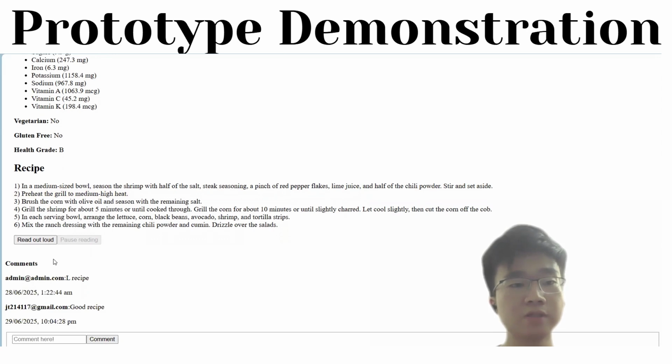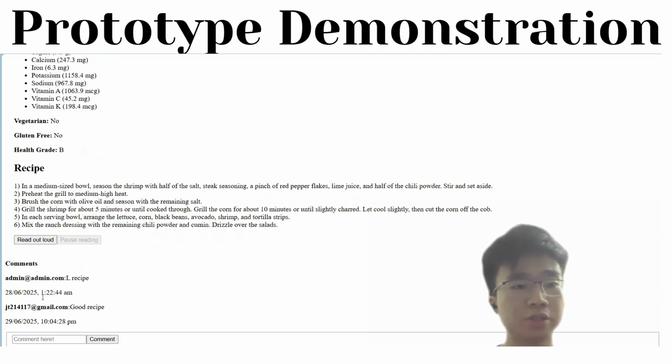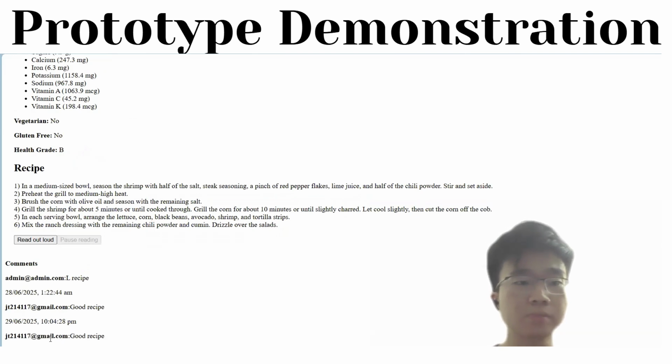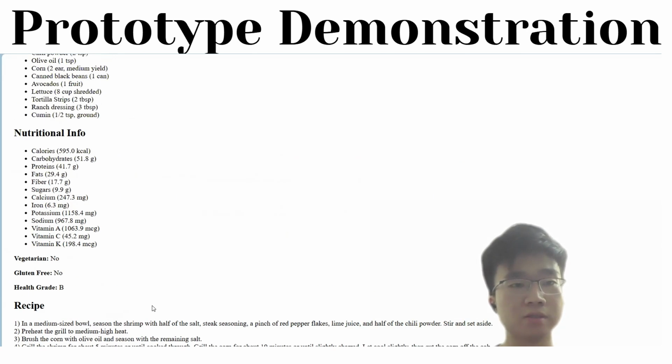And lastly, we have the commenting system present in this recipe page. I can comment on it. And it shows the user email, the comments, and the timestamp. This basically shows the real-time update of the comment system.